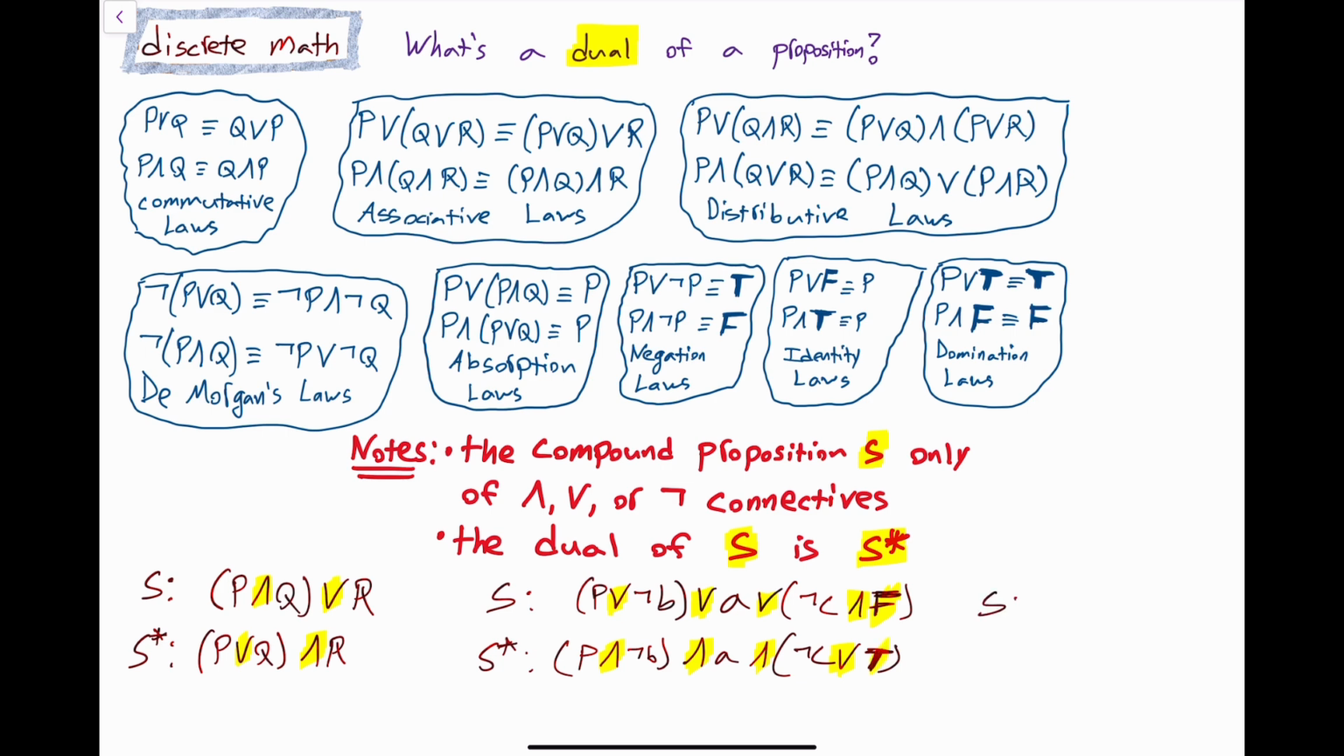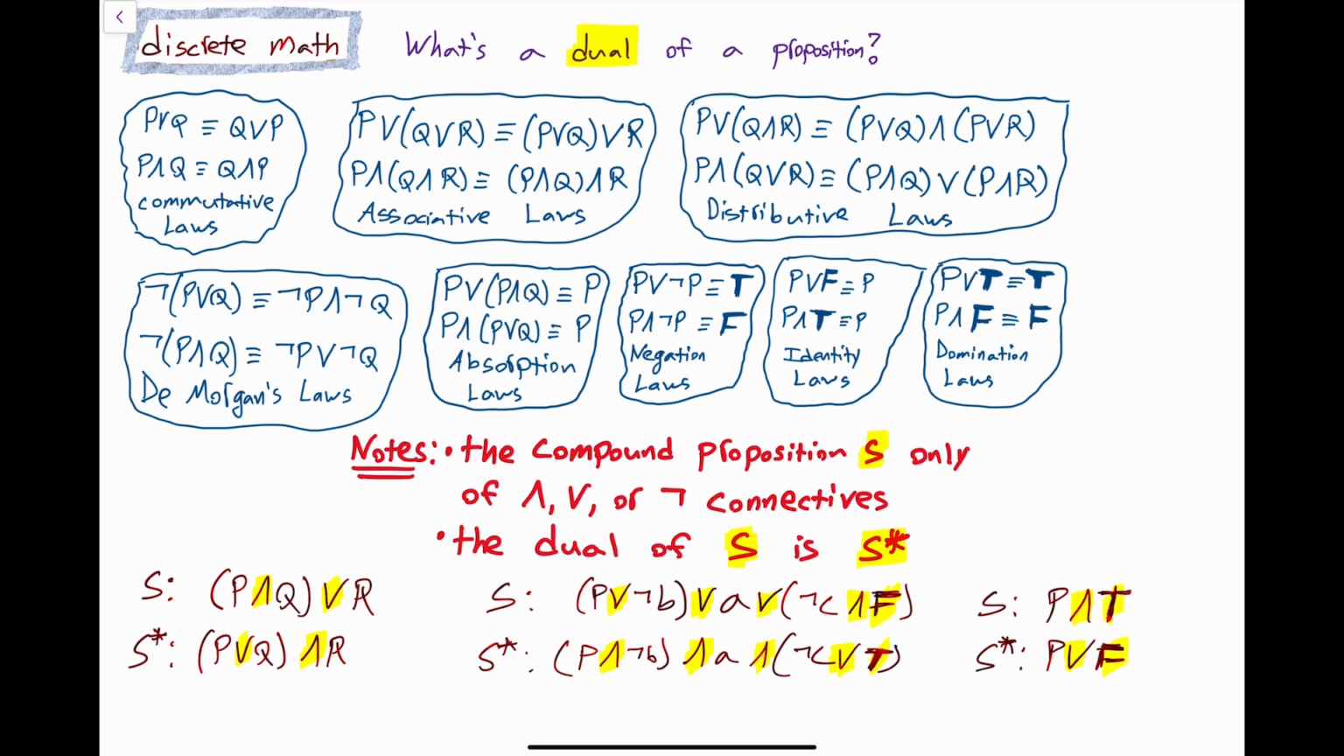Or we might have something like this. Let's say P and something that's necessarily true. So S asterisk would just be P or something that is necessarily false. We move from a conjunction to a disjunction, from a tautology to a contradiction.